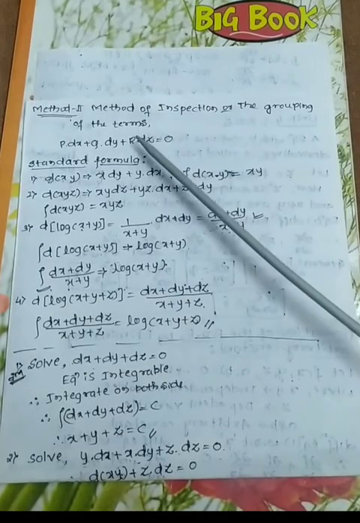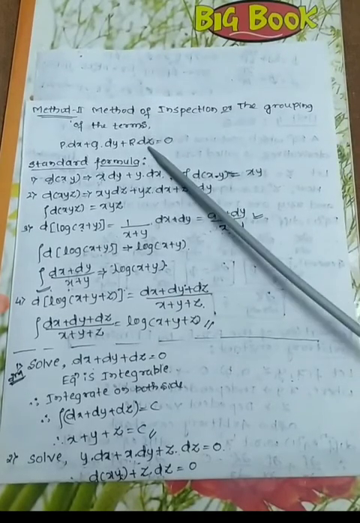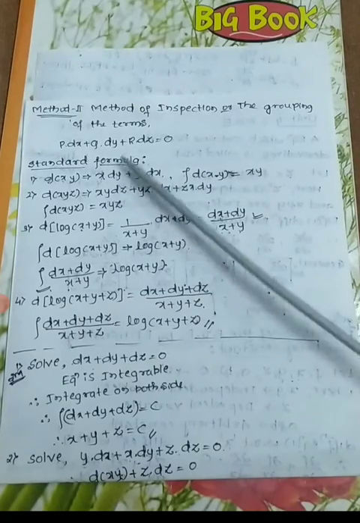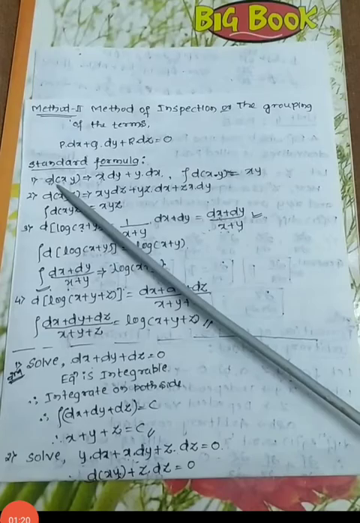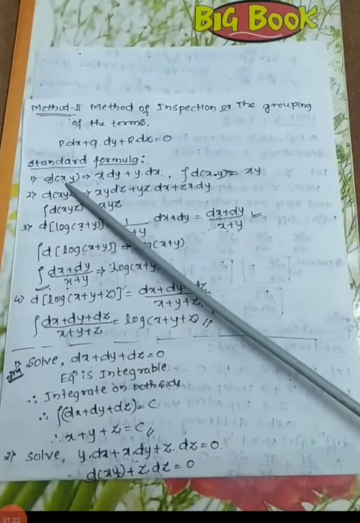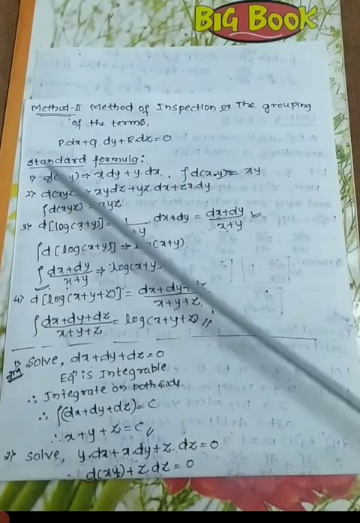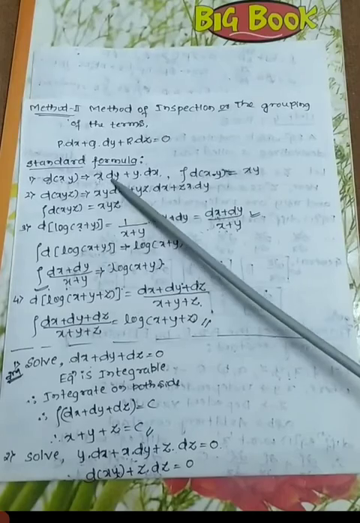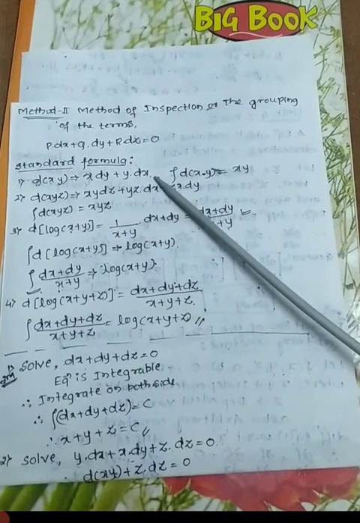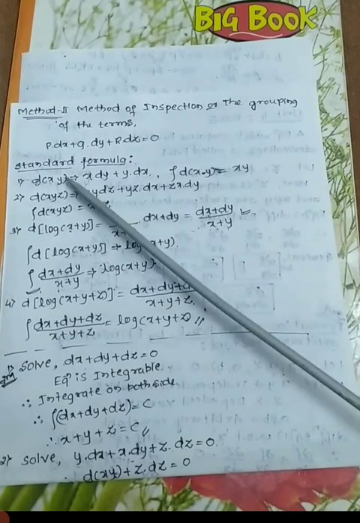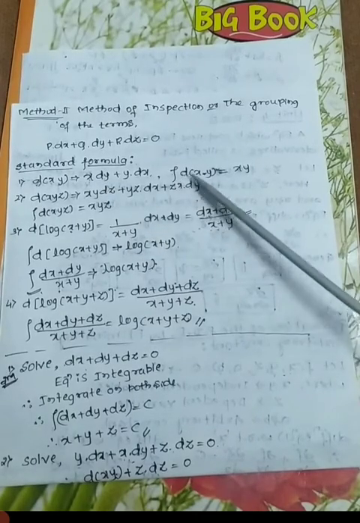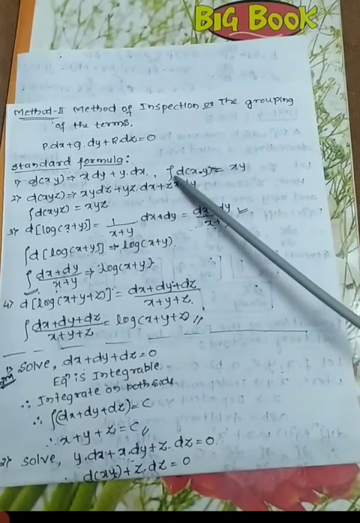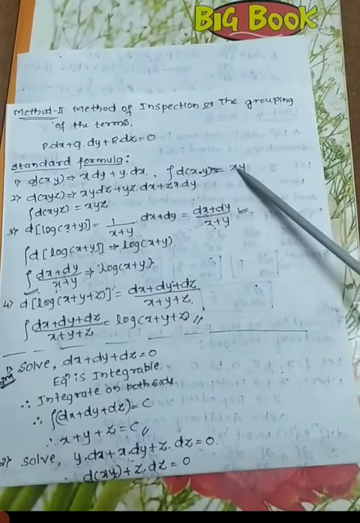Before solving, first we have to see some standard formulas. Here, the first one is d of xy, that means x into y. The differentiation of xy is what? x into dy plus y into dx. That means we know the differentiation of uv rule. And integration of the differentiation of xy is what? The differentiation gets cancelled, we simply get xy.